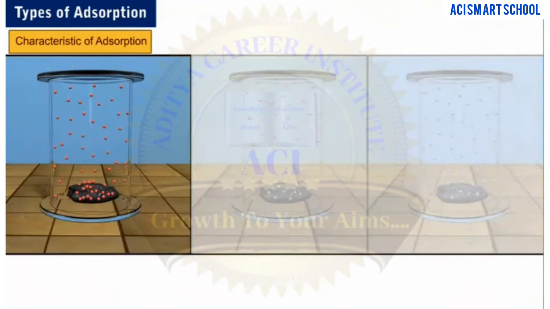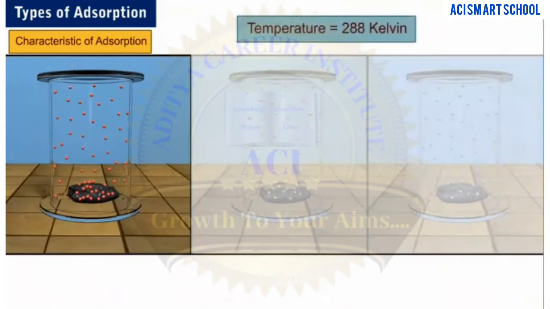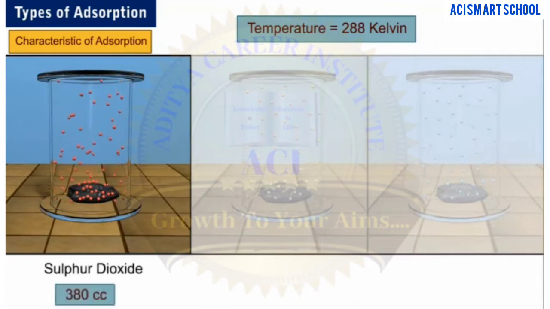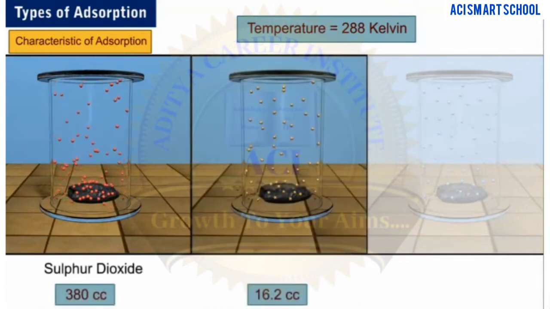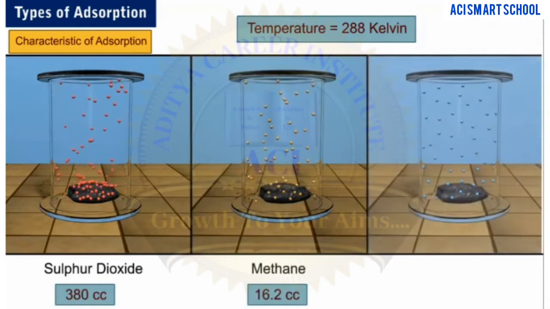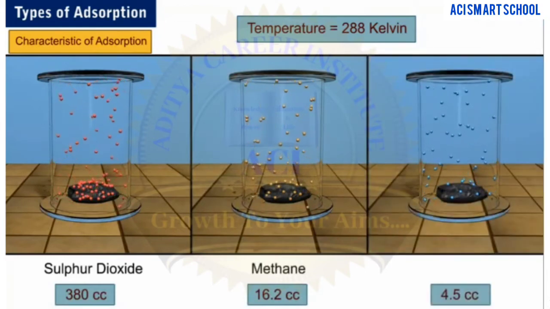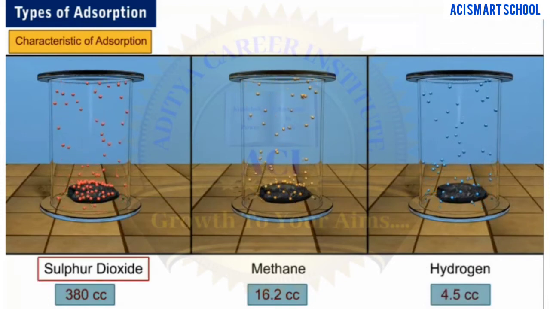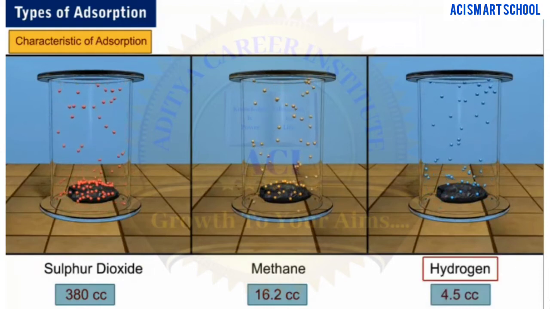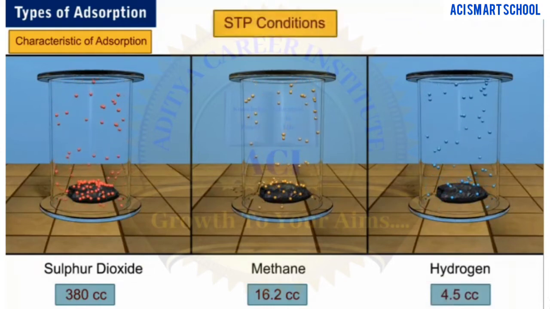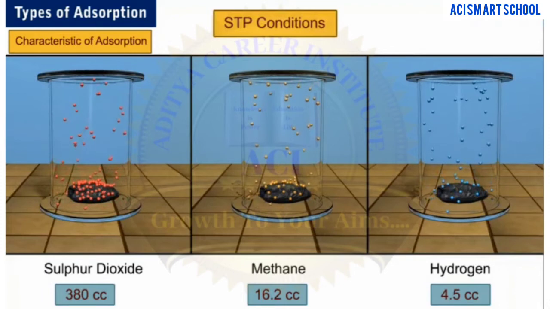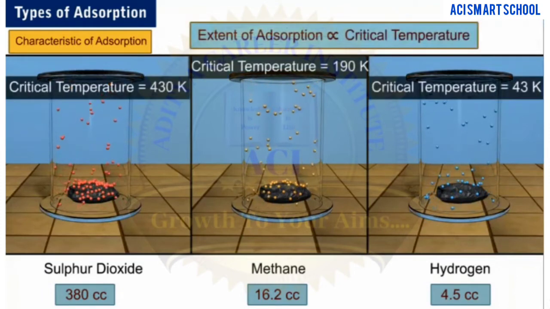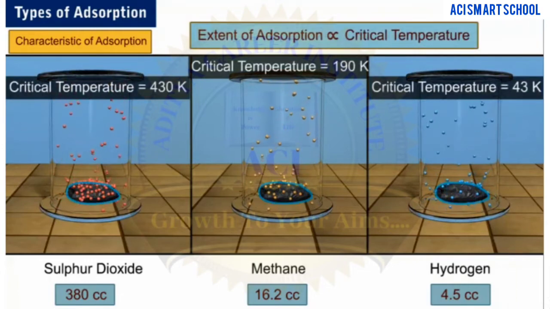For example, at 288 Kelvin, 1 gram of charcoal adsorbs 380 cc of sulfur dioxide, 16.2 cc of methane, and only 4.5 cc of hydrogen. The volumes of sulfur dioxide, methane, and hydrogen are reported at STP conditions. It may be seen from the critical temperature values that higher the critical temperature of a gas, the greater is the extent of adsorption.